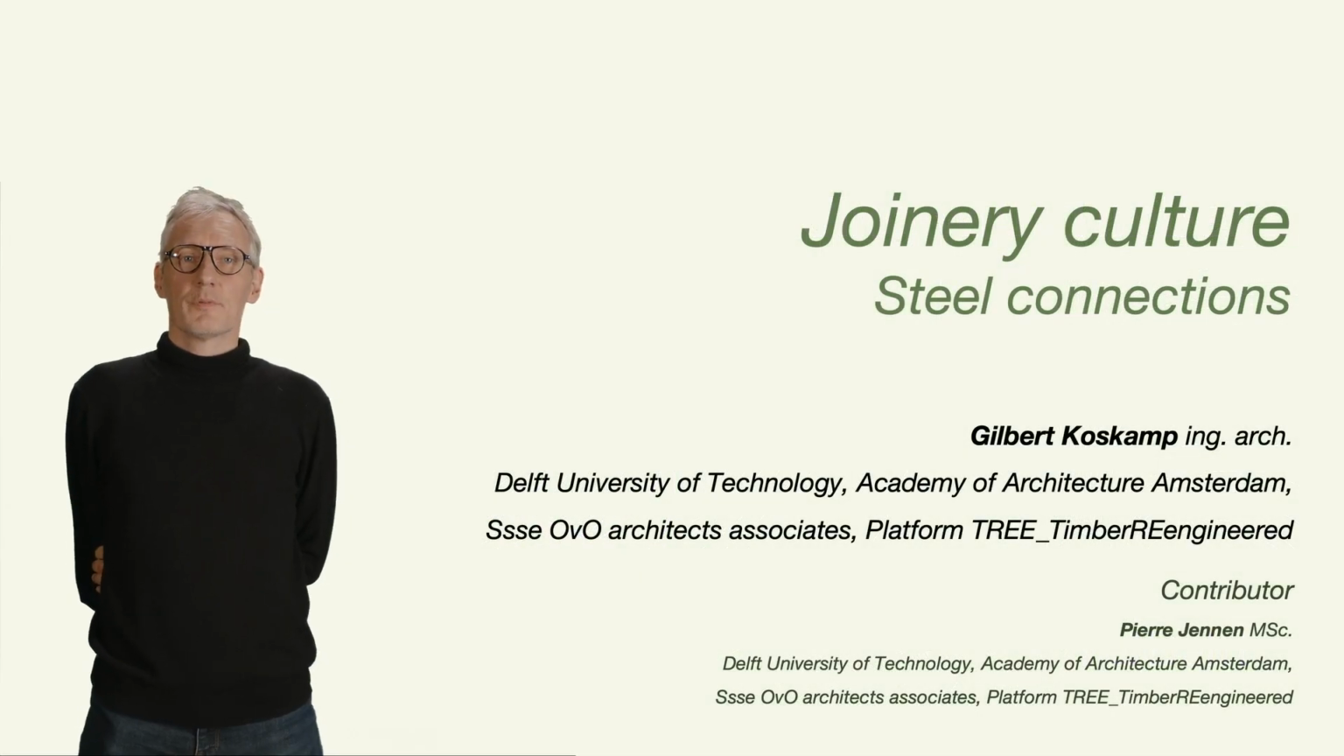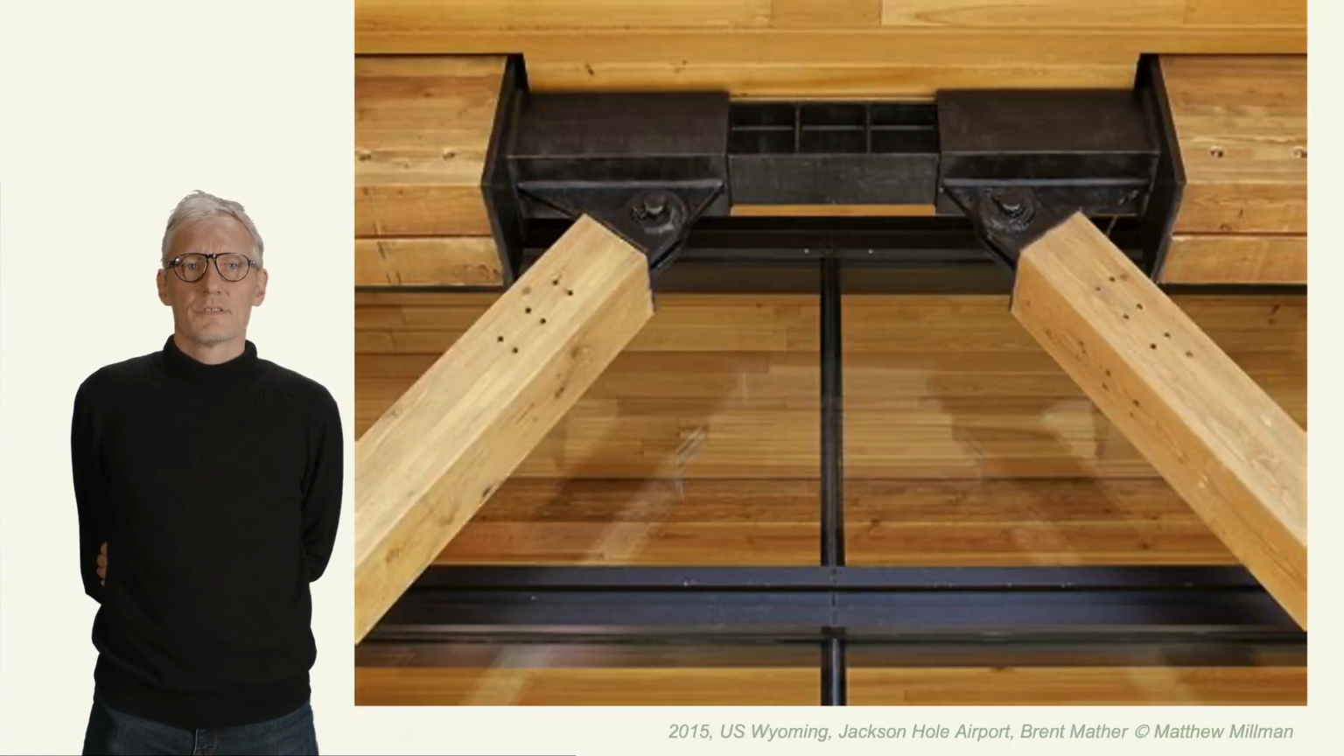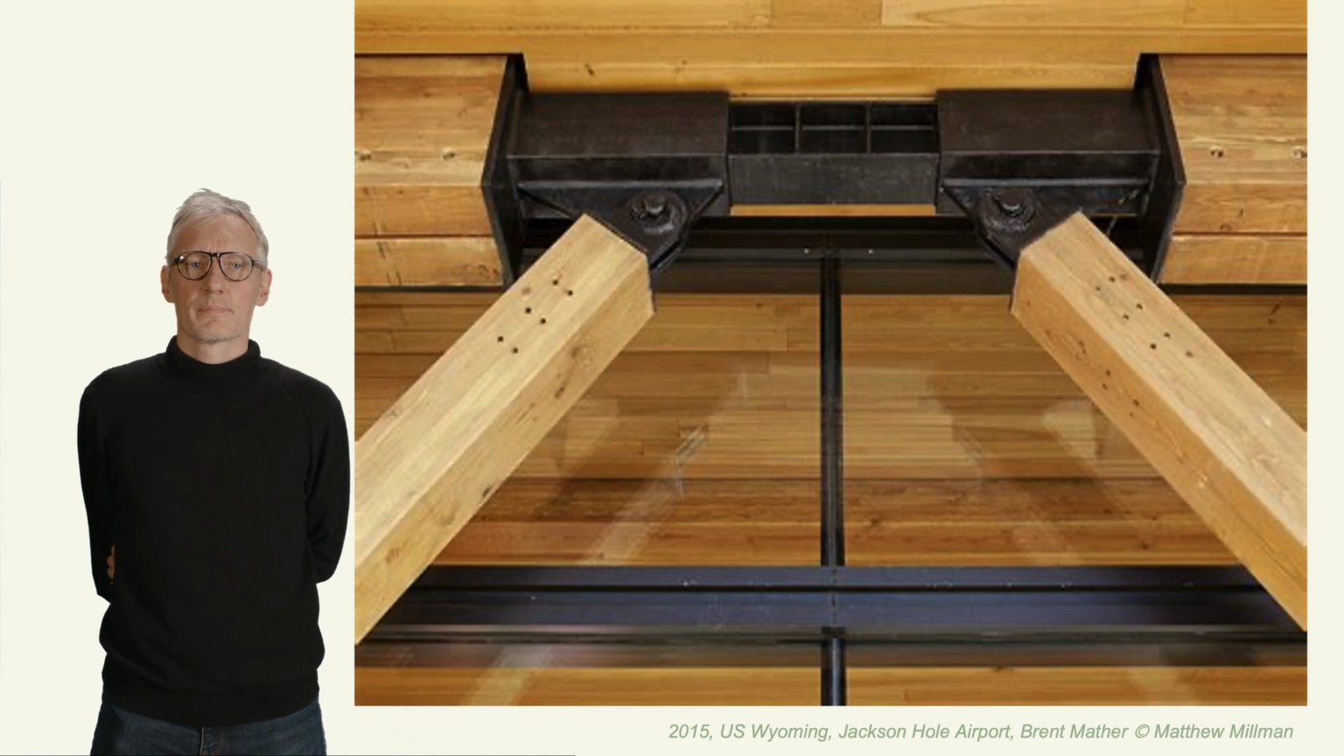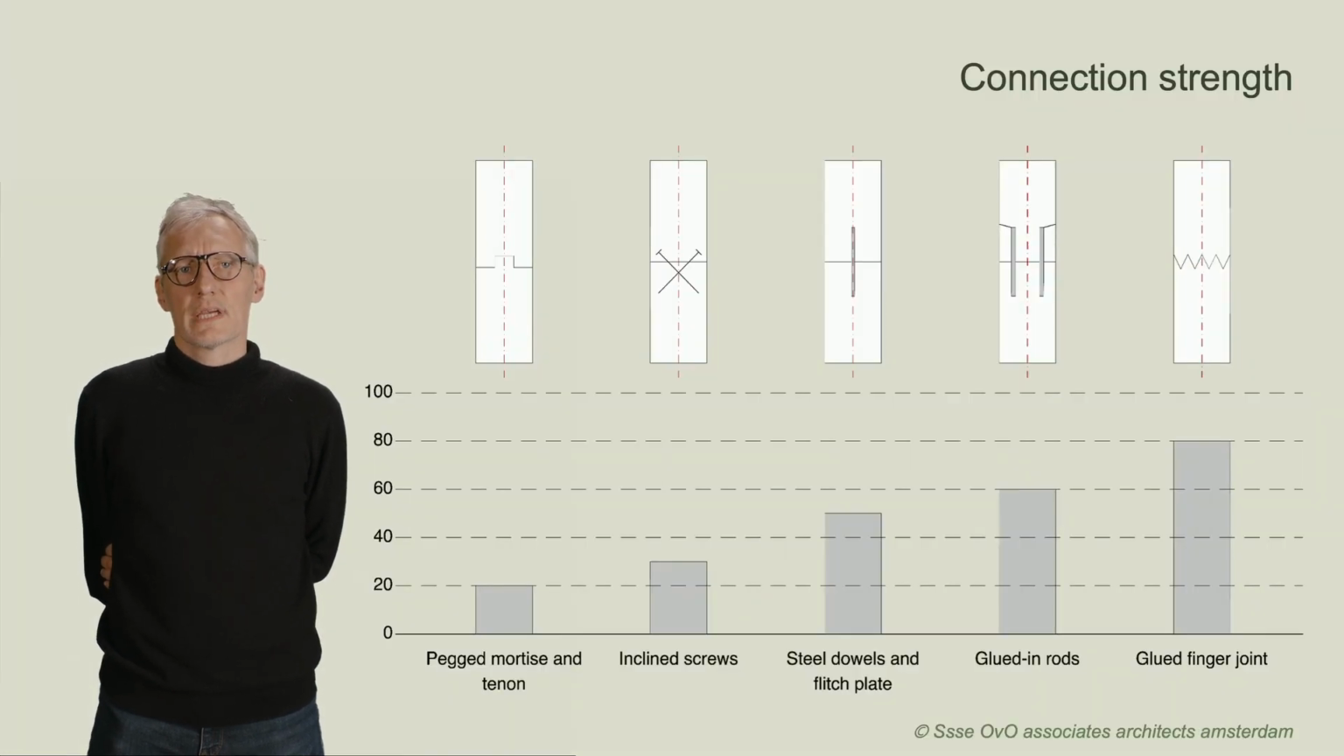In this chapter, we dive into steel connections in mass timber. Steel and timber, two materials that, when combined, push architectural boundaries. Let's dive into the details. In wood joinery, there is a whole range of connections, one stronger than the other.